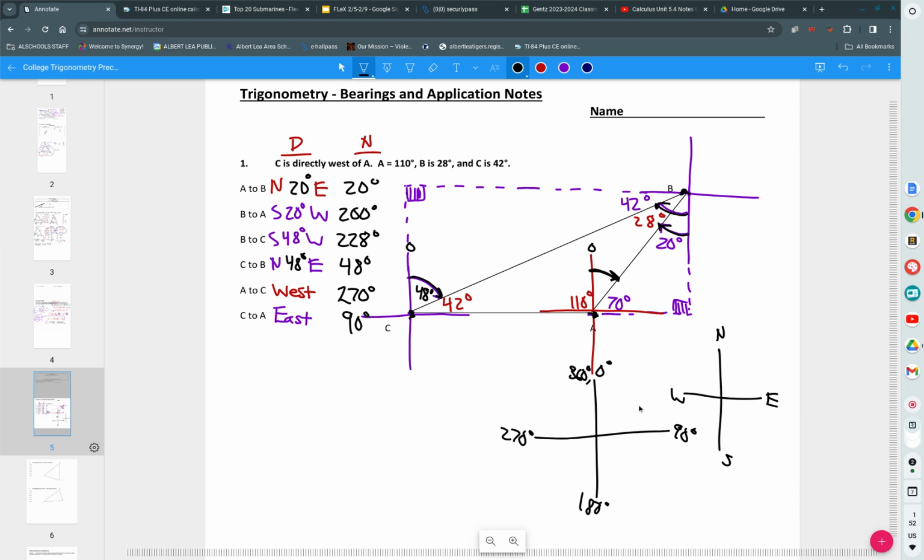Notice A to B and B to A. Those are direct opposites, aren't they? Well, look, one's northeast, one's southwest, and they both have 20. Here's southwest, northeast, both have 48.